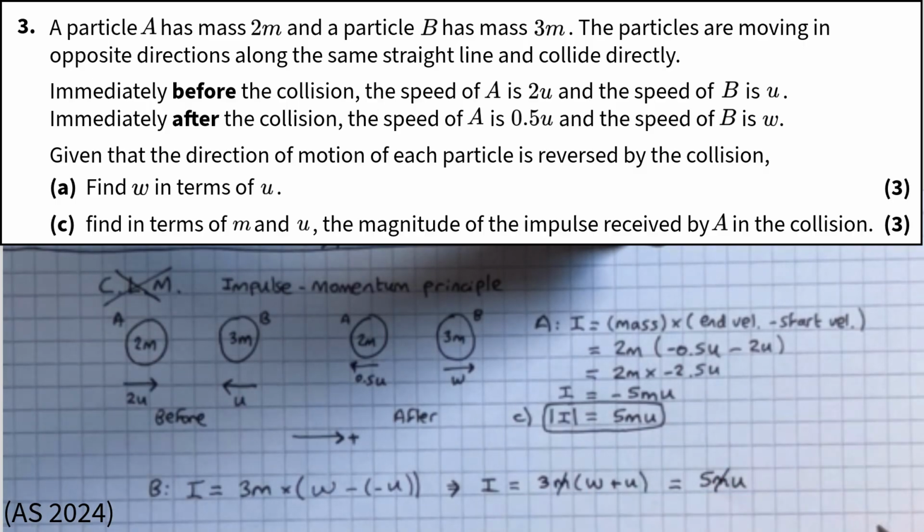So we can cross, get rid of the m's here, divide by 3 on both sides, and then subtract u from both sides to find that w is 2/3 u. That's the final answer.